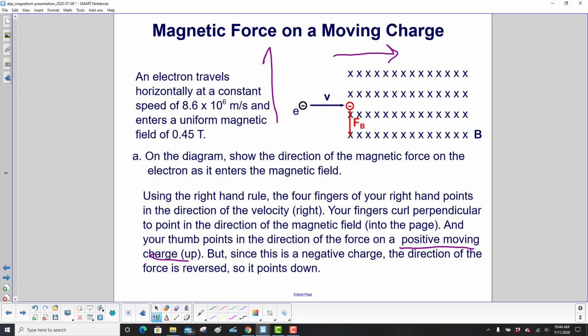So the force on a positive charge is up. But since we have a negative charge, you have to flip it around. So the force on the negative charge is down. So the answer, the force points down.